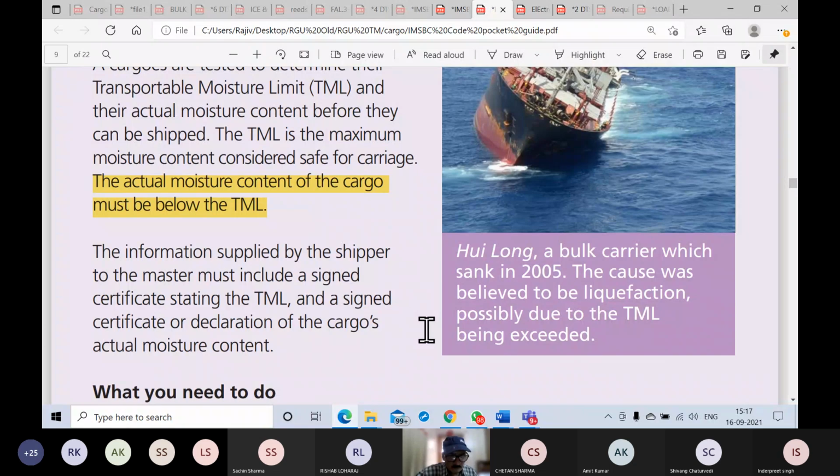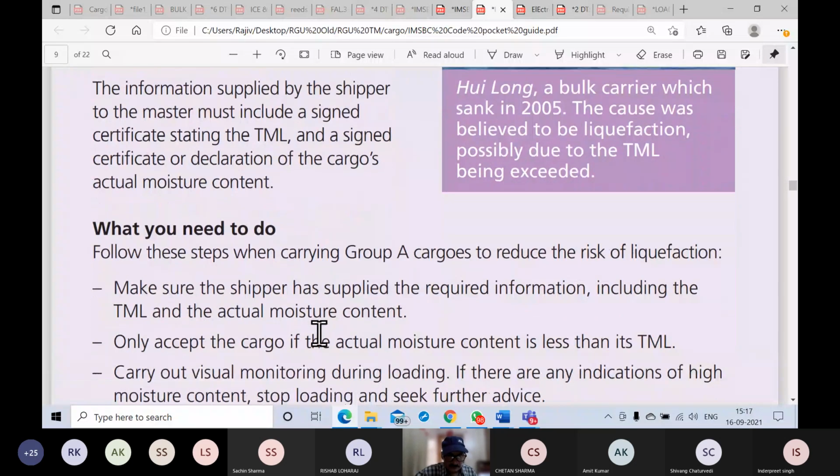So there has to be a certificate. MSDS can come as a certificate for Group A cargo. A signed certificate of declaration of the cargo's actual moisture content. Only then can you start thinking of transporting it.